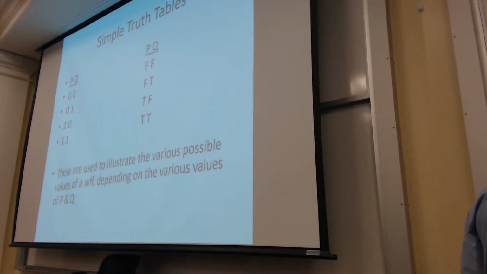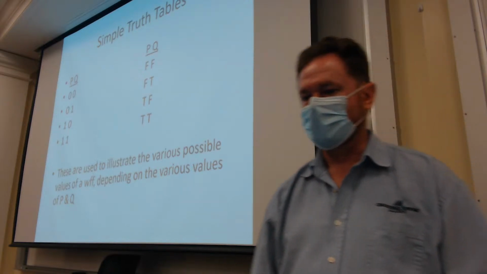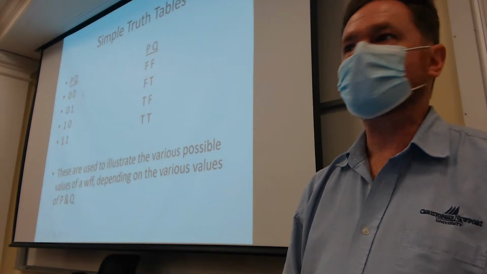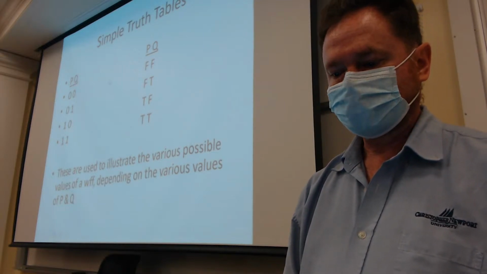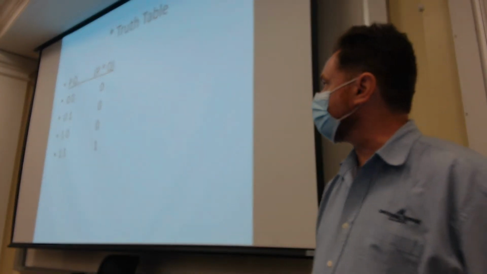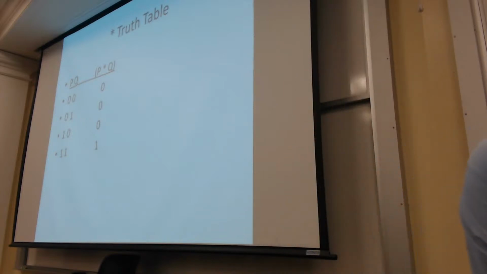But we're going to start easy. We're going to start with 2 letters, which are going to require 4 rows. The zeros are false. The ones are true. This is basically binary. So here is the truth table for, we're going to run through the truth tables for each of the basic functions.